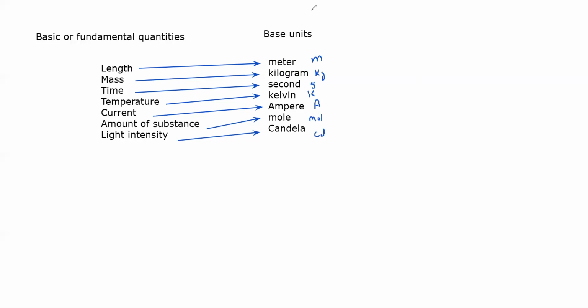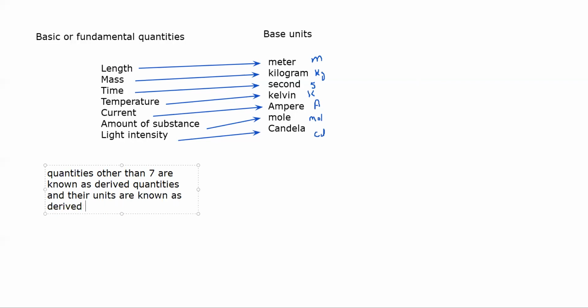A quantity other than this is known as a derived quantity, and the units are known as derived units. So quantities other than these 7 are known as derived quantities, and their units are known as derived units.